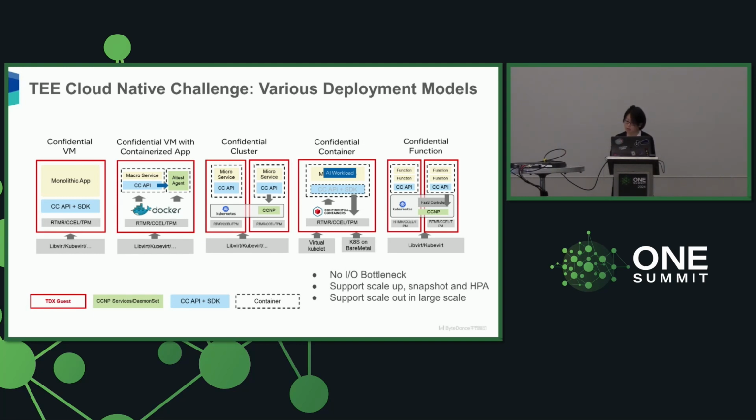Also, we have confidential functions where function as a service will run serverlessly, and the cloud service providers will provide attestation-aware hardware solutions for the model vendors and end customers from there. And for all these various deployment models, we want to support auto scale up, snapshot, and HPA for the workload. And also, we want to support automatic scale out at large scale under the TEE field.